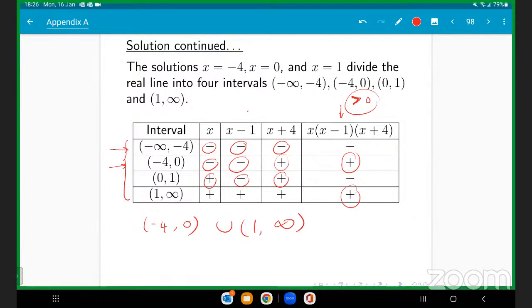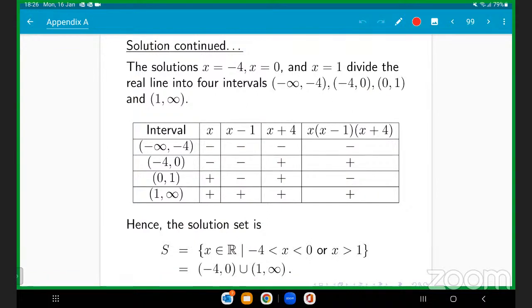So if you take any number in either of these intervals, and you plug it into the original, you'll see that the inequality is satisfied. And remember, since it was a strict inequality, we do not include the numbers -4, 0, or 1. So there's round brackets there. So here it is in set builder notation, either x lies between -4 and 0, or it is strictly bigger than 1. And it can also be represented in interval notation. Any questions?